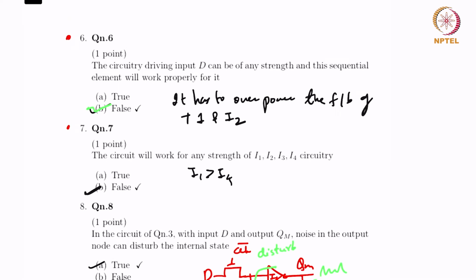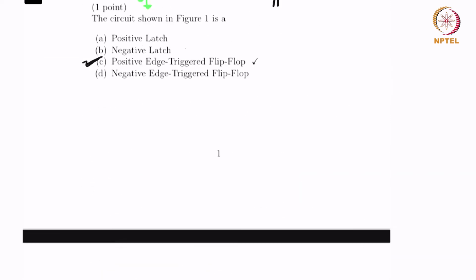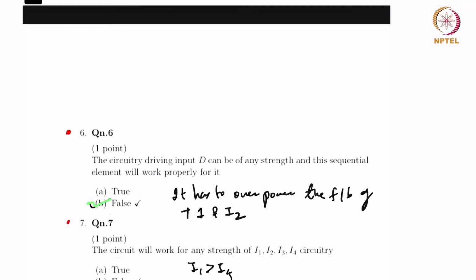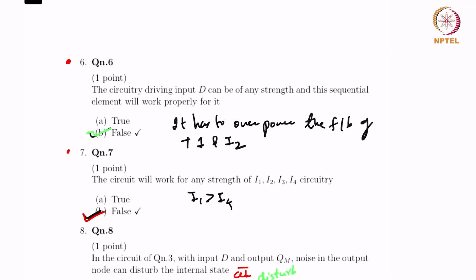Now this is definitely false, as I1 needs to be greater than I4. Why is that so? Because as you could see in the previous case, you needed this path to overpower. So the input the circuit is driving, let's say D, needs to overpower this path. Similarly, when you look at this path, I1 needs to overpower I4 in order to change the value of this node, right? So there definitely exists the condition, and hence the answer is false.